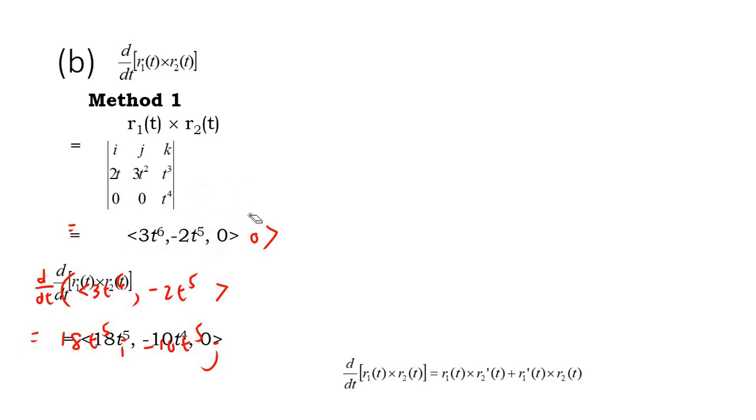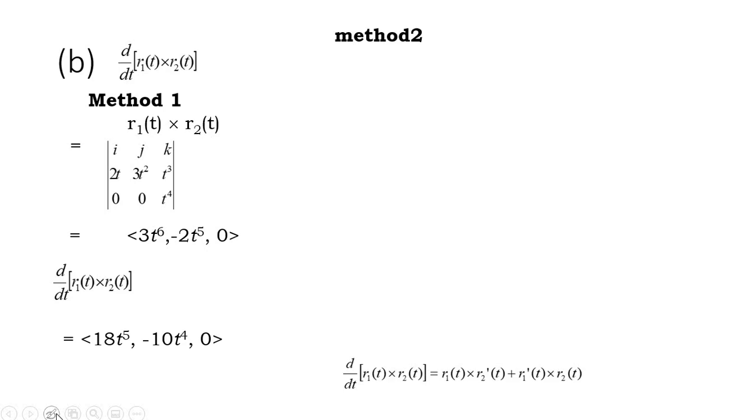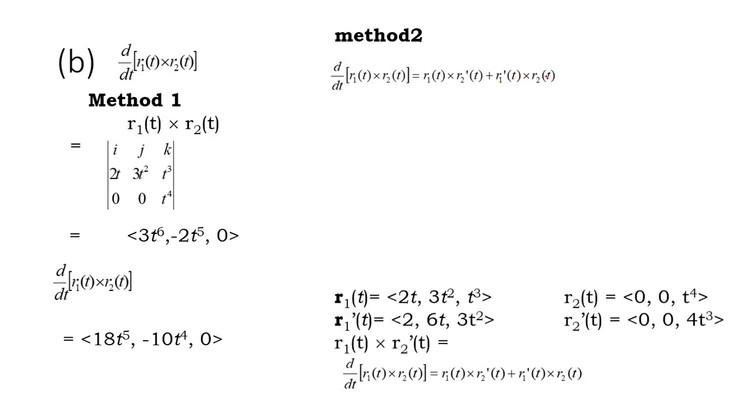And the second method is a bit troublesome because you need to do 2 times cross product. So I will prefer the first method, without having to remember the formula. In the second method, you have to do 2 times cross product, troublesome: R1(t) cross with R2 prime(t) plus R1 prime(t) cross with R2(t).